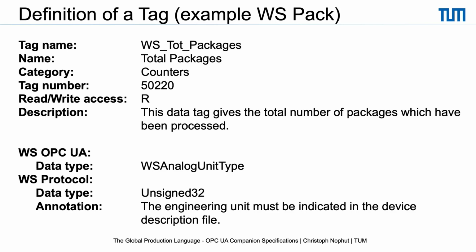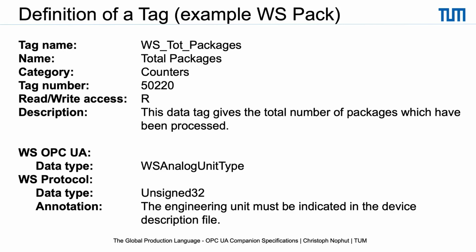Every tag has a unique tag number. This is from the past with our WS protocol. So in common, every tag was defined over the tag number in the past. The data points could be read or write accessible, and we have a description of each data point. So in this example, the data point gives the number of the total packages which have been processed by the machine.